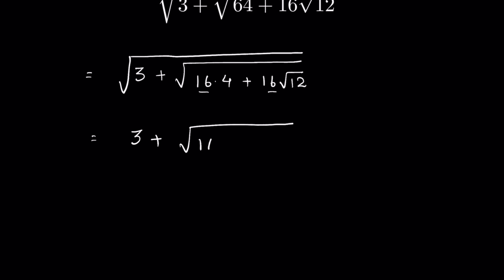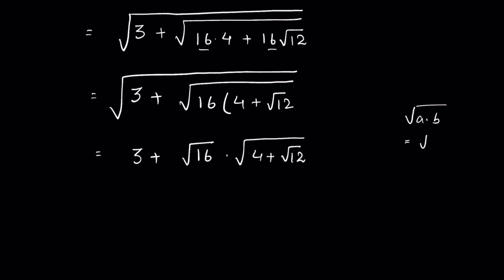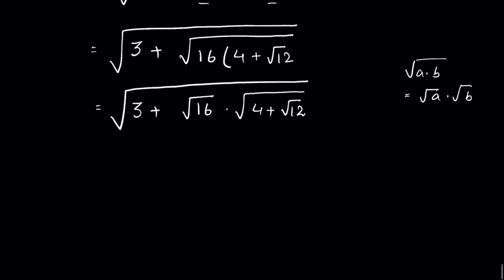So write 16, then parenthesis 4 plus square root of 12, then all under square root. Or 3 plus, this we can write as square root of 16 times 4 plus square root of 12 under square root, because you see, square root of a times b is equal to square root of a times square root of b. So here, all under square root, then 3 plus square root of 16, we can write here 4, times square root of 4 plus square root of 12, then all under square root.